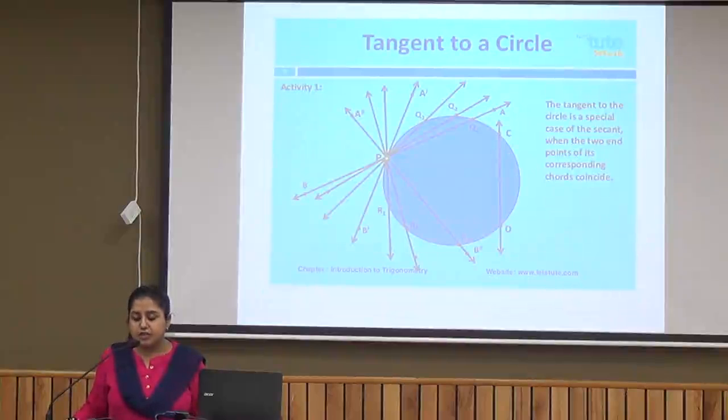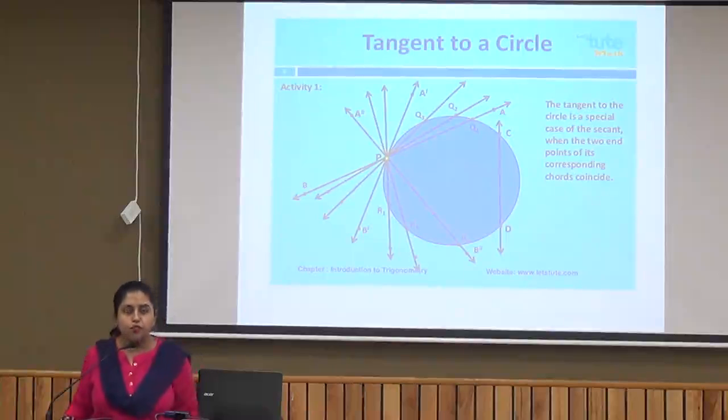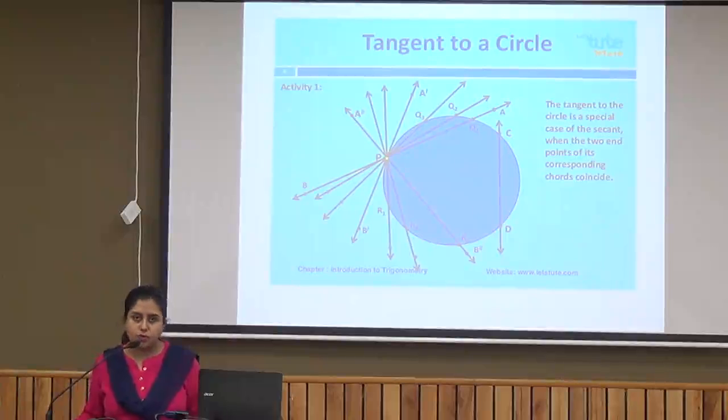Now, a tangent to the circle is a special case of the secant, where the two endpoints of its corresponding chords coincide. In this particular figure, please focus on the line segments PQ1 and PR3. These are the two secants that are intersecting at the point P, and thus the tangent is passing through the point P. So we can conclude that a tangent is a special case of a secant.